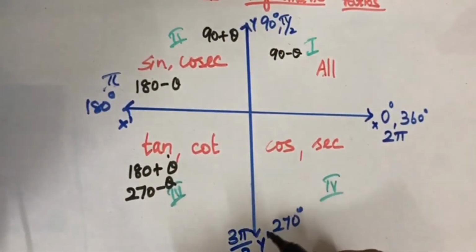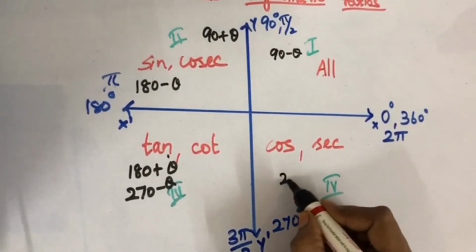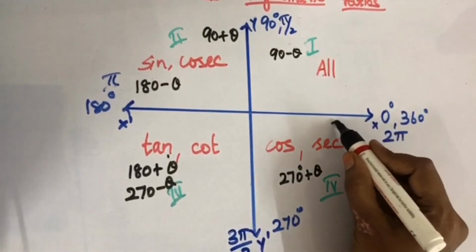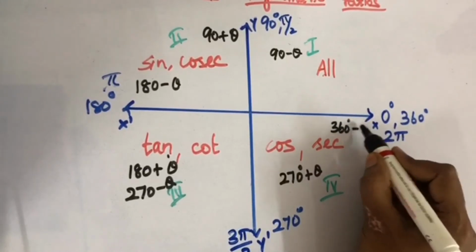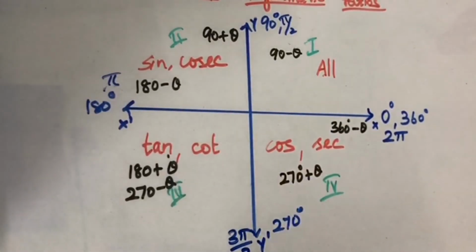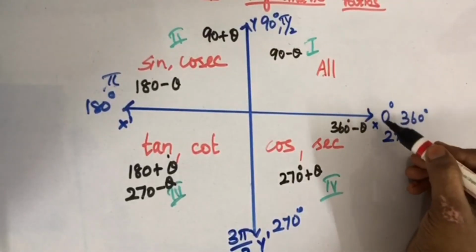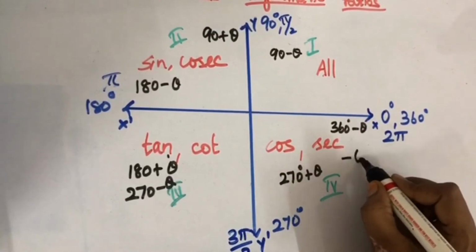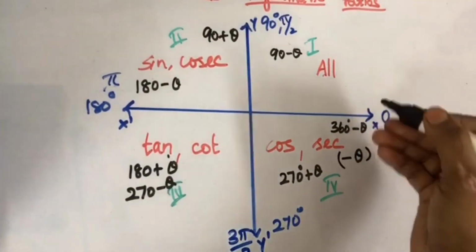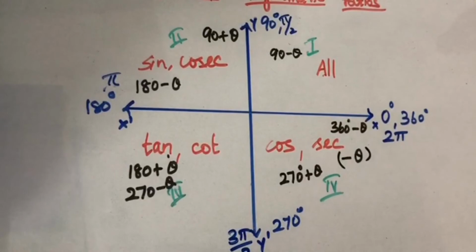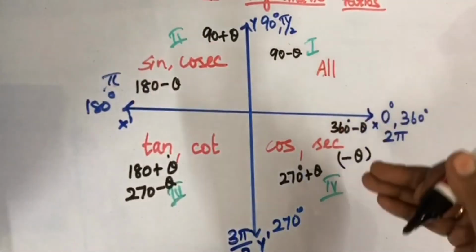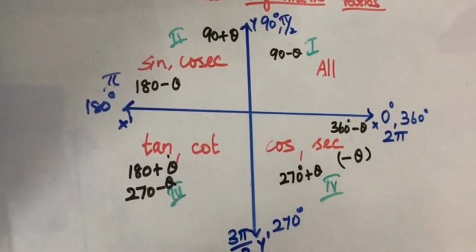Here 270 plus theta. Similarly, 360 minus theta also will come here. Okay, so theta degree here, 0 degree, so minus theta also will come in this quadrant. Minus theta will come in the fourth quadrant.